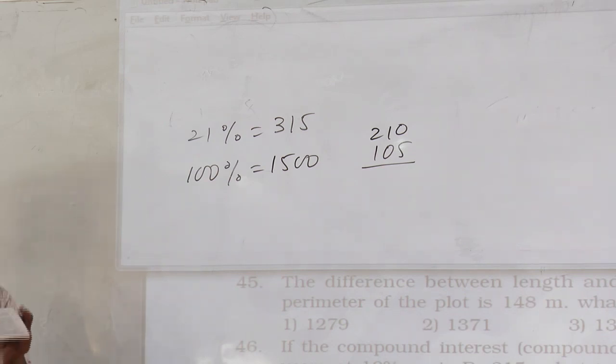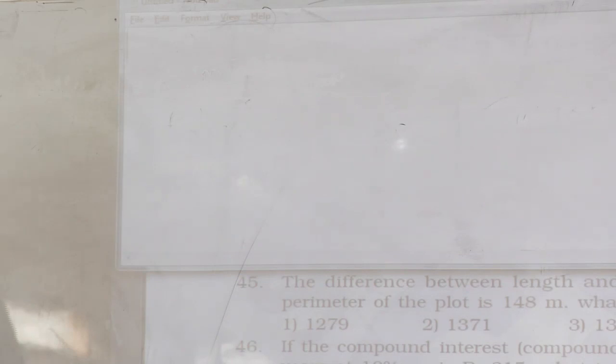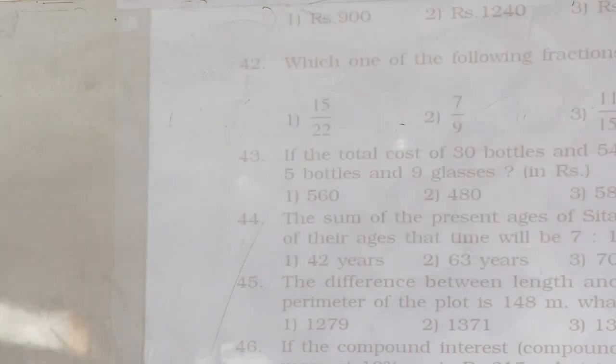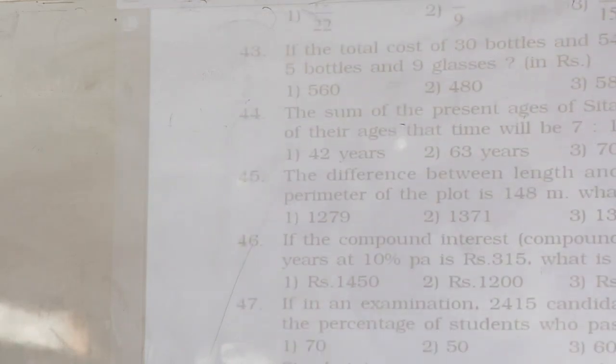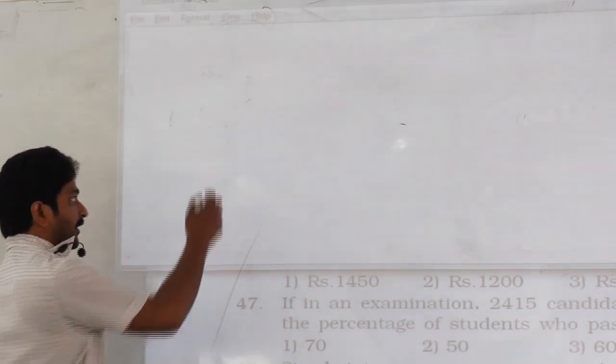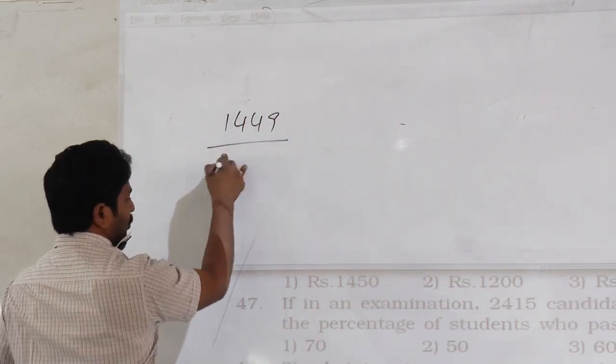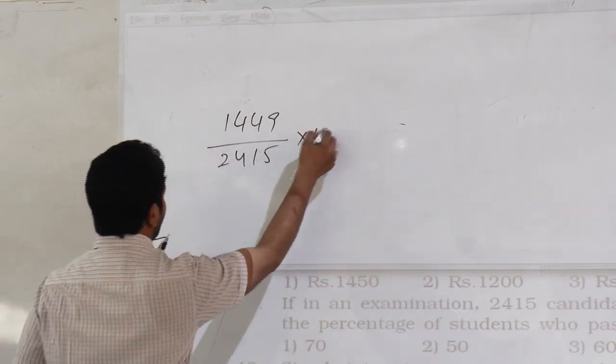In an examination, 2,415 candidates appeared, of which 1449 passed. What is the percentage of students who passed the exam? You are asked about pass percentage. How many passed here? 1449 out of 2,415. So 1449 divided by 2415 into 100.